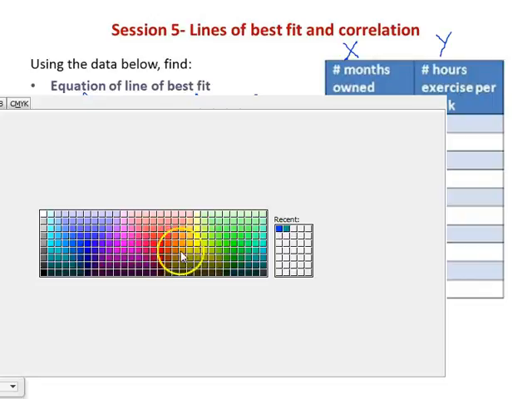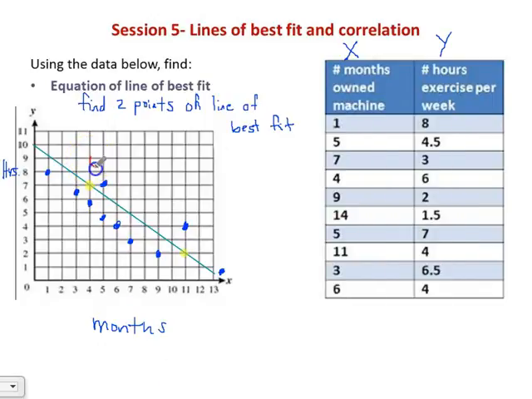So I'm going to go to a different color. This point right here has coordinates 4, 7. That's the coordinates of that point. And then this point down here is at coordinates 11, 2. So we've got 2 points. And remember, once we have 2 points, now this is some good algebra review, we can find the equation of the line that passes through the points (4, 7) and (11, 2).